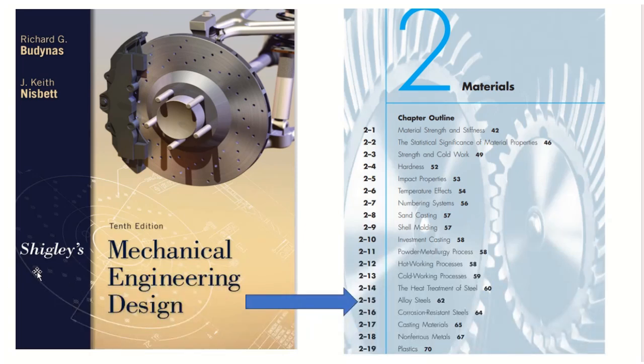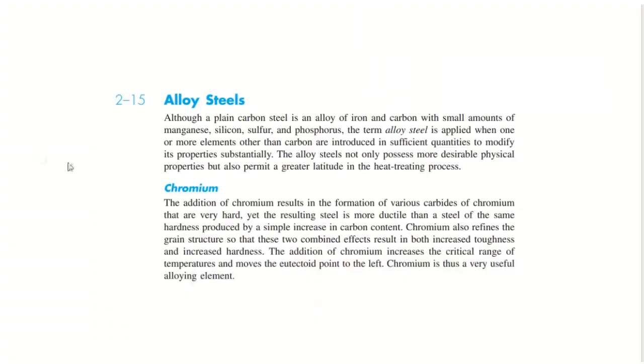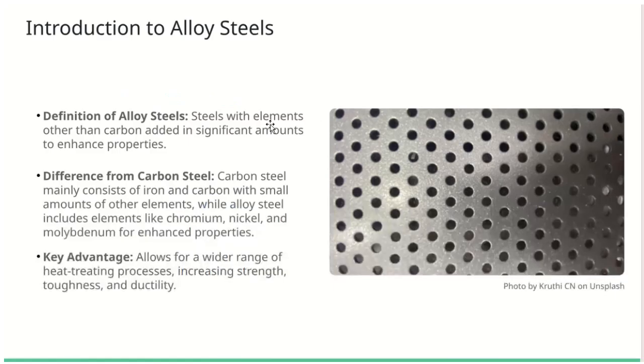I'm going to talk about topic 2.15, alloy steels, from the Shigley's Mechanical Engineering Design textbook. Students in this field, I suggest you get this book with you so that you can refer to it in your own time. I hope this video will give you some extra information on what you have learned from your respective lecturers during class. This is the topic I'm going to talk about.